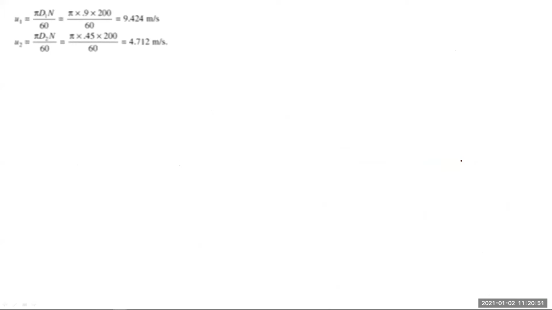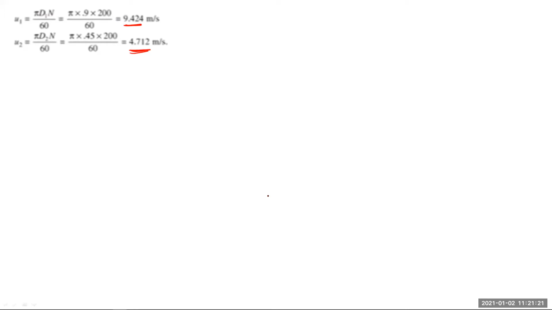As I have told you, wherever you see pi and d, you can calculate your u. So u is nothing but pi d n upon 60. All the parameters are given. Substitute those values and you will get this answer. So this will be your first step. You have to see what is given, and based on that, how you can calculate the remaining parameters.